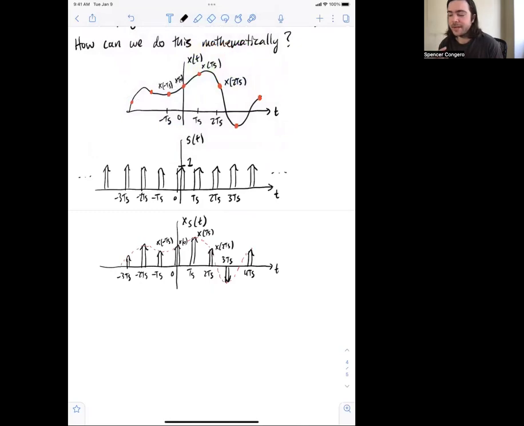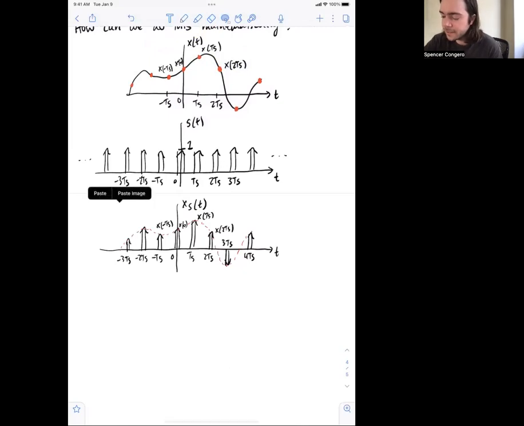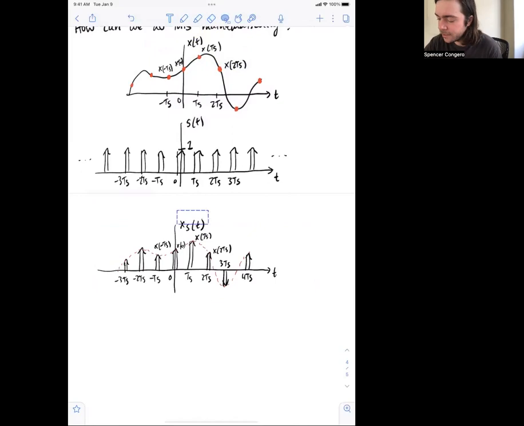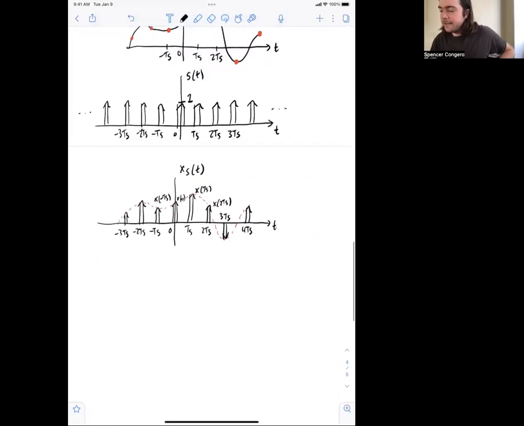I hope it's clear. We have x of t, we have our impulse train. And then what we want to create is our sampled signal down here. How are we going to represent all of these values of x of t we want to keep around? We're just going to use those to scale the delta functions in our impulse train. Okay, this is going to be our sampled signal. Let me move this down a tad, and get this out of the way a little bit. Okay, so that is our sampled version.